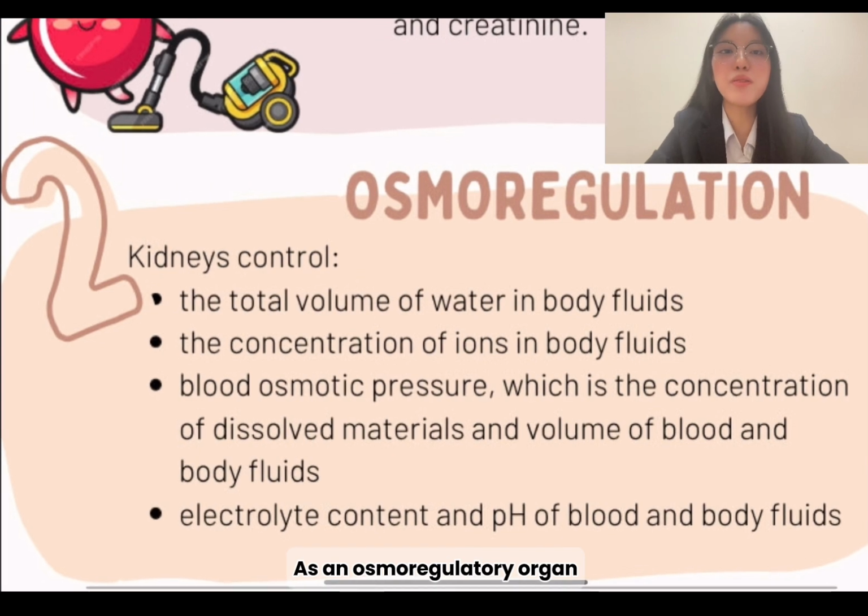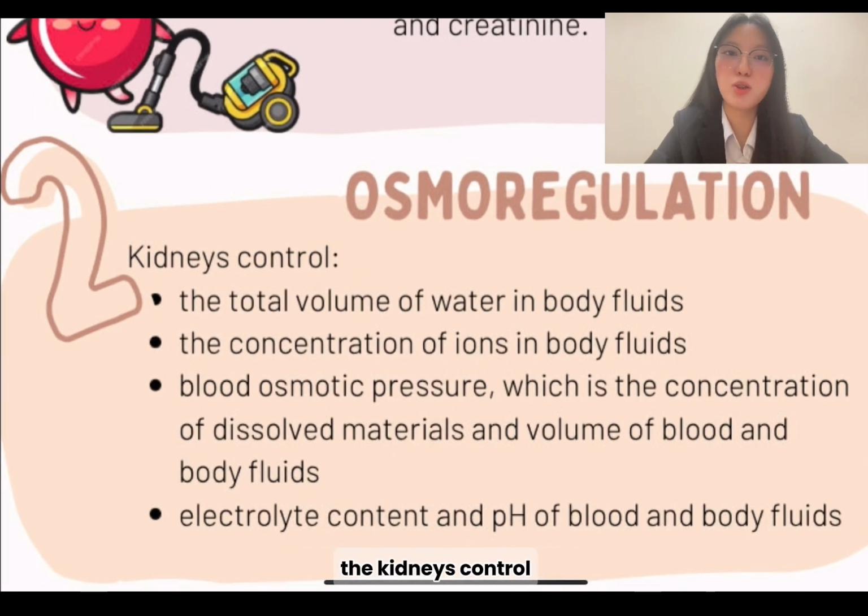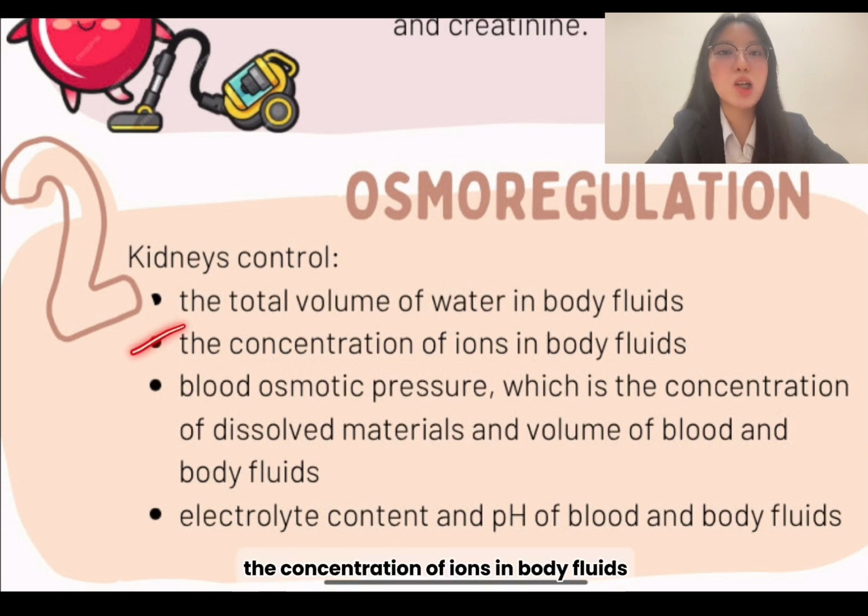As an osmoregulatory organ, the kidneys control the total volume of water in body fluids, the concentration of ions in body fluids, blood osmotic pressure, which is the concentration of dissolved materials, and the volume of blood and body fluids. Lastly, they control the electrolyte content and pH of blood and body fluid.